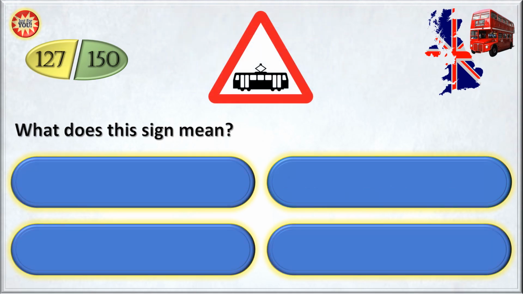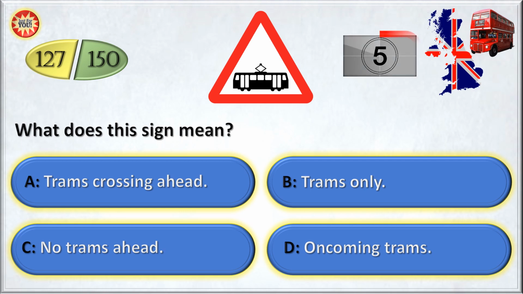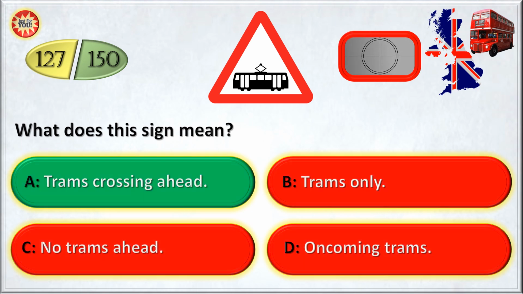What does this sign mean? Trams crossing ahead. Trams only. No trams ahead. Oncoming trams. Trams crossing ahead.